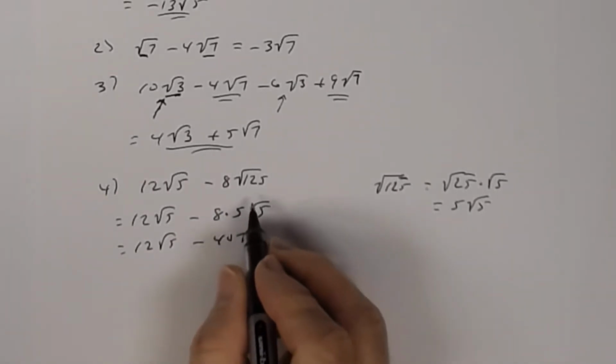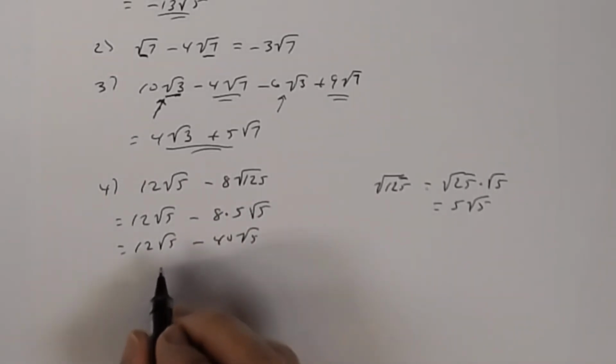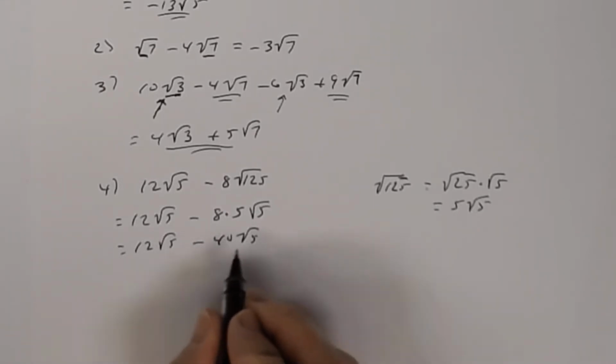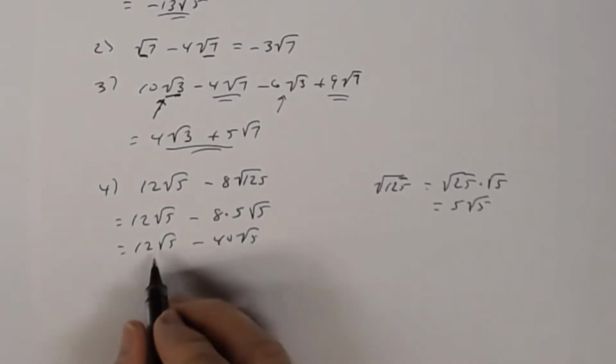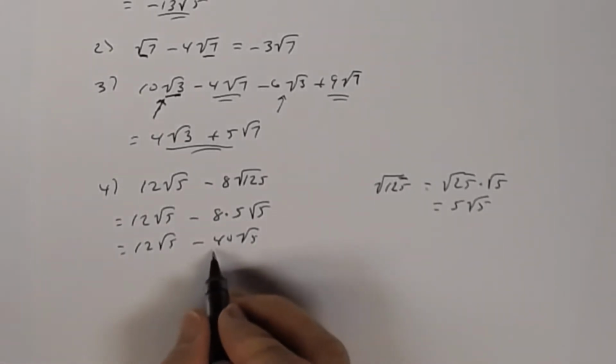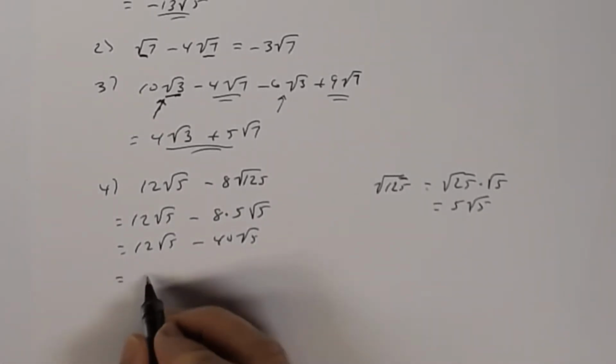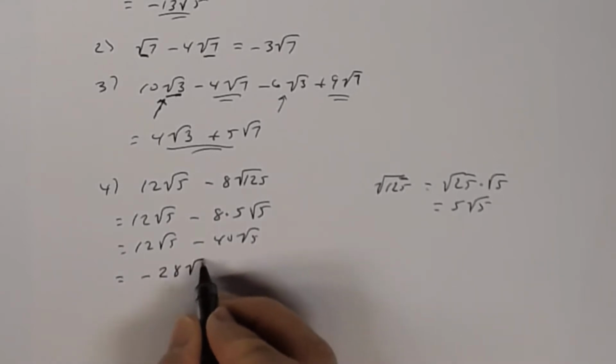So you've got to go as far as you can. And now notice that at this point, these radicals are the same, and so therefore 12 square root of 5 and a negative 40 square root of 5 is a negative 28 square root of 5.